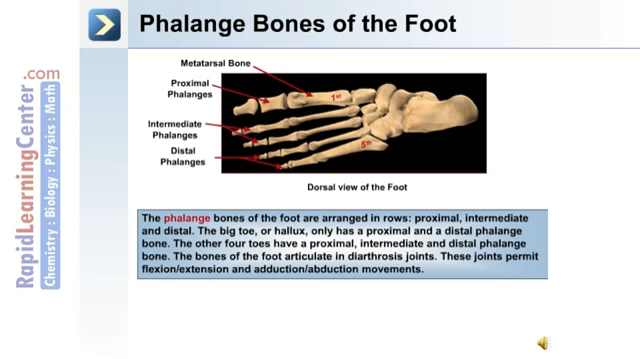The phalange bones of the foot are arranged in rows: a proximal row, an intermediate, and a distal row. The big toe, or hallux, has only a proximal and distal phalange bone. The other 4 toes have a proximal, intermediate, and distal phalange bone. These bones of the foot articulate in diarthrosis joints, and these joints permit flexion and extension, adduction and abduction movements.